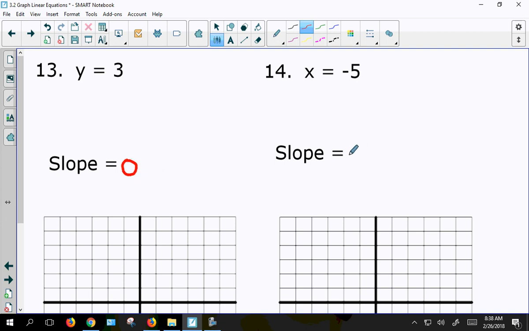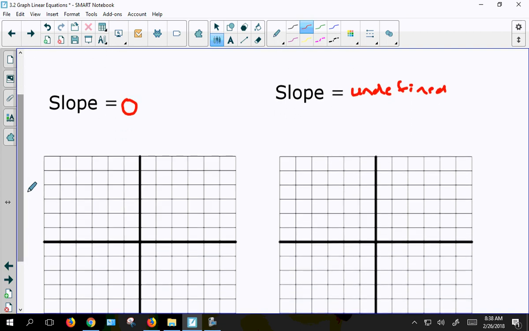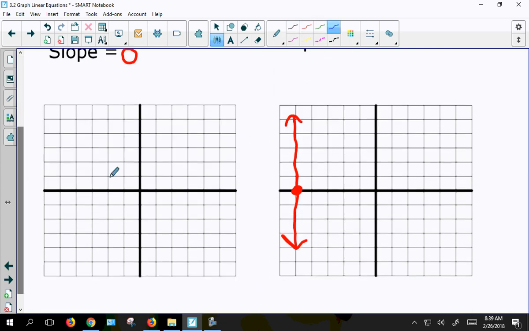This one is a vertical line. With a vertical line, your slope is undefined. Because a vertical slope is like the wall. Who can walk on the wall? Spider-Man, yes. And Spider-Man is in his underwear. That's how you know it's undefined. Only Spider-Man in his underwear can walk on this line. That's why it's undefined.